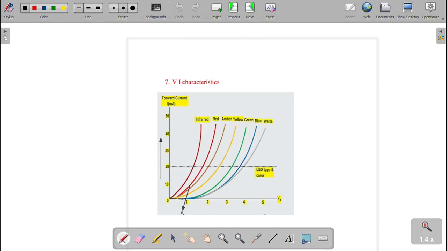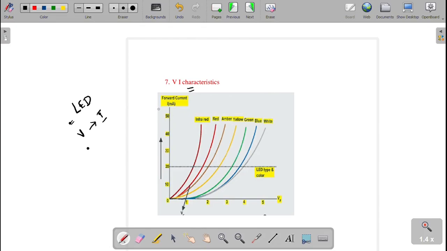Next we are going to discuss something very important, the VI characteristics, that is the exact experiment. I'm going to discuss how the LED works when voltage is given. When the voltage is increasing, what is the reaction? So voltage versus current. If I give the voltage, what about the current? What is the response of this LED material? That can be explained by this diagram.